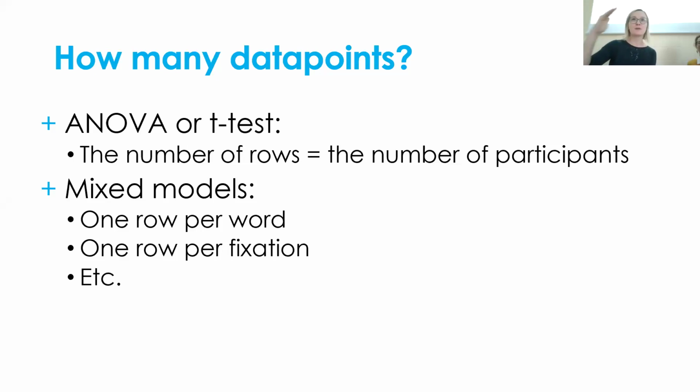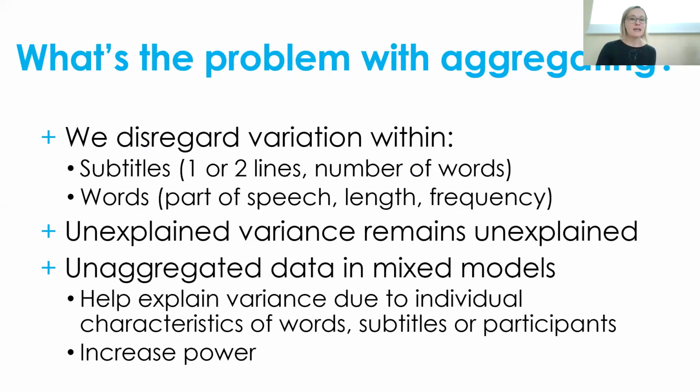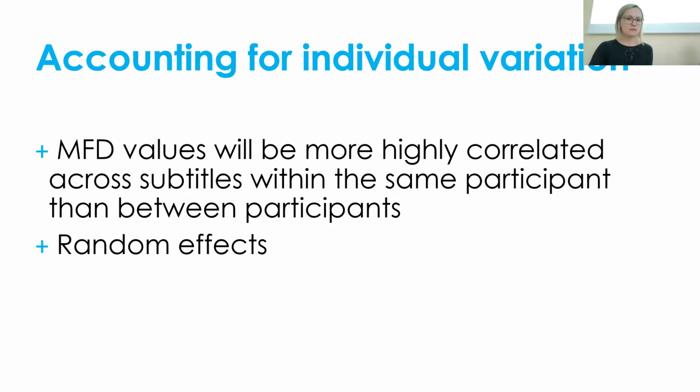Or even one word per fixation, as I said, and mixed models are great. You can incorporate this. Yes, the problems with aggregating data, I think I already explained. So basically, you disregard all the variation that is there in subtitles, in words, and mixed models allow you to not do that, right? And they also allow you to explain the variance that normally is related to differences between participants or the different words, and then also increase the power of your analysis. And I think that's it for me.